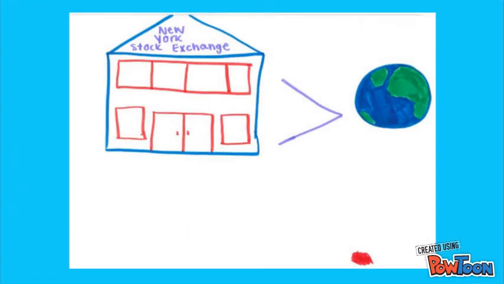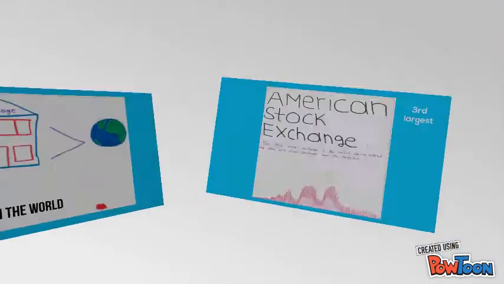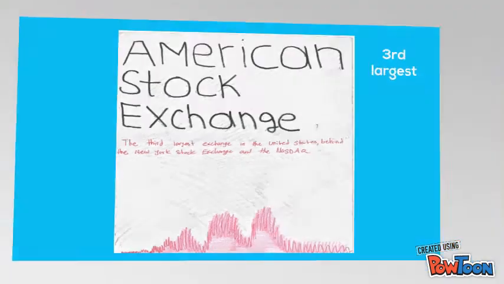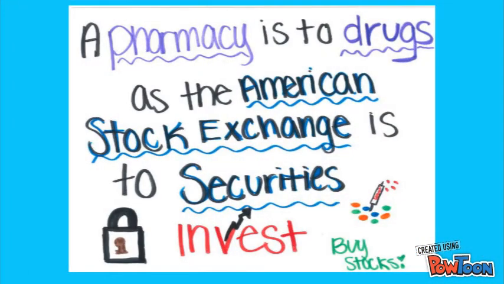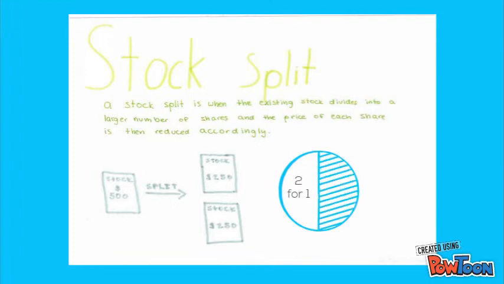The New York Stock Exchange is the largest in the world. The American Stock Exchange is the third largest in the world. A pharmacy is to drugs as the American Stock Exchange is to securities. Invest and buy stocks. A stock split is when an existing stock divides into a larger number of shares and then the price is reduced accordingly.